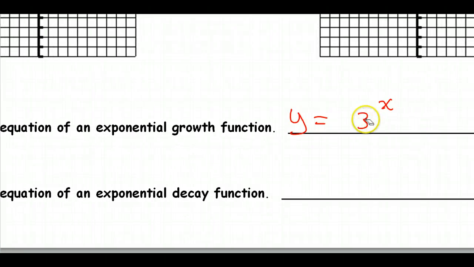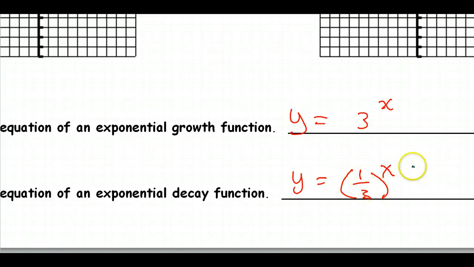Exponential decay, I just need to put something here that's less than 1 for my base. For example, 1/3 to the x power. Okay? As long as this is bigger than 1, it'll be growth. As long as this is less than 1, it'll be decay. It's important that these are not negative. Technically, if I put a -3 here or a -1/3, that is neither growth nor decay. So don't do that. And we're done.